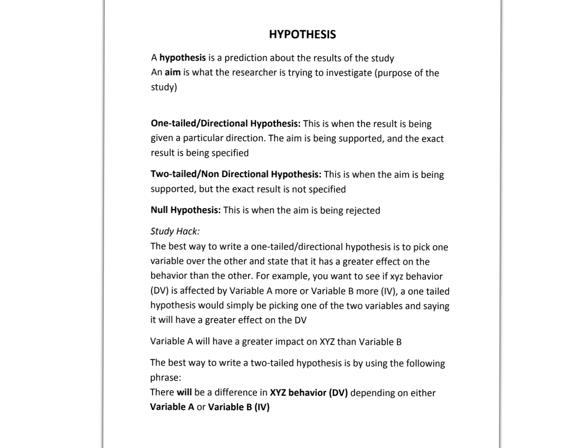A non-directional hypothesis or a two-tailed hypothesis is one where you are predicting that there will be a difference between the 2 conditions, but you're not stating which one will have a greater impact.